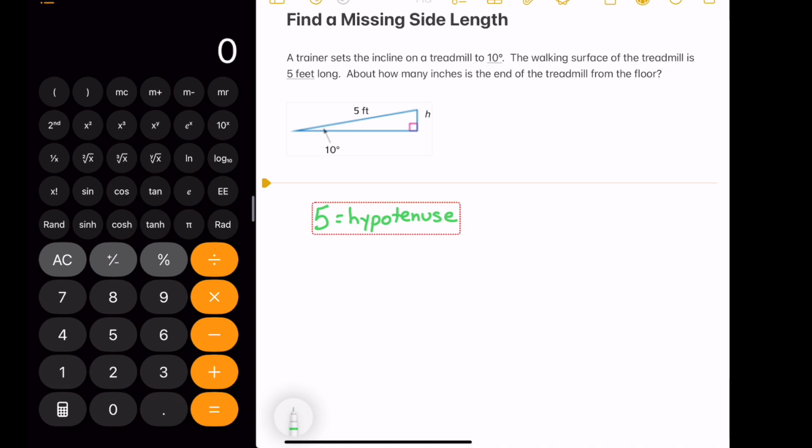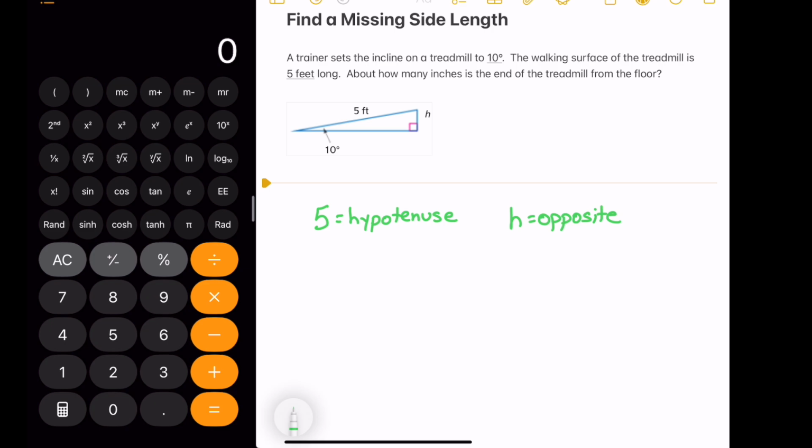Now, what is h? Is h the opposite or is it the adjacent side? To tell, we need to know, is that side h touching the angle 10 degrees or is it not touching the angle 10 degrees? And in this case, it's not. It is across from the angle 10 degrees. That means it is opposite. So h is opposite the 10-degree angle.